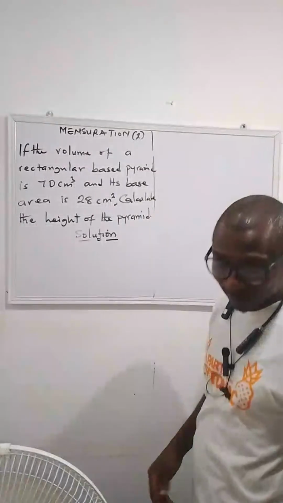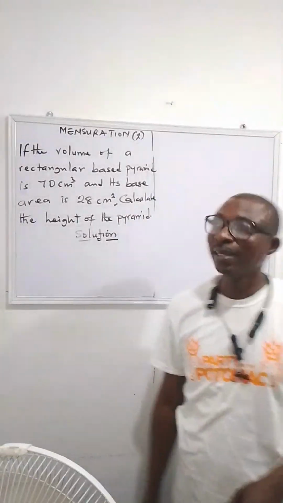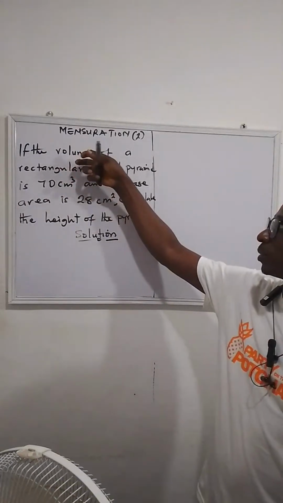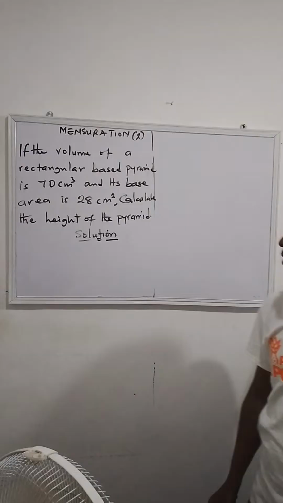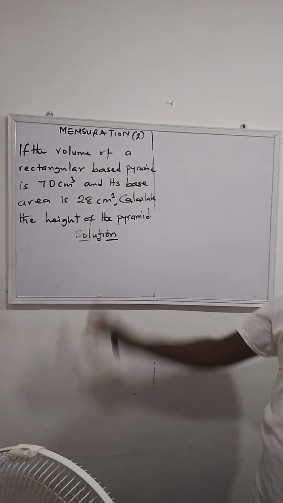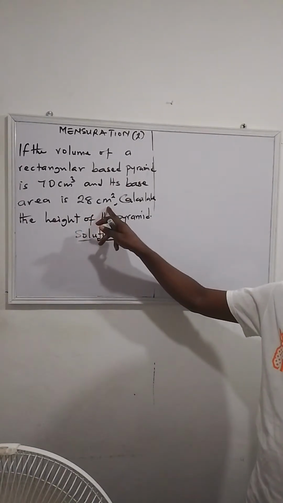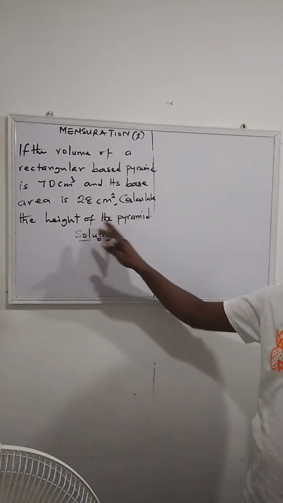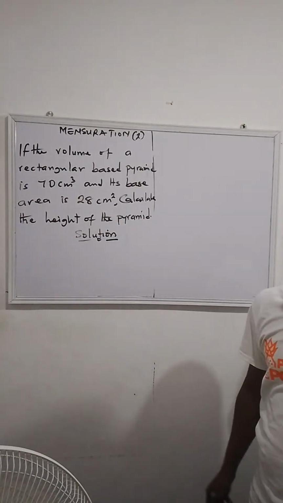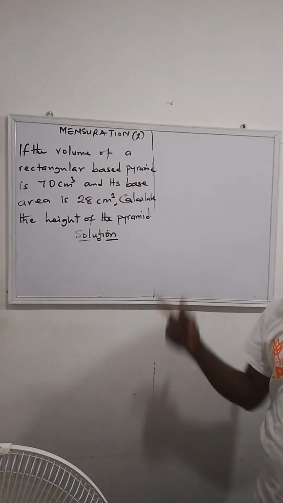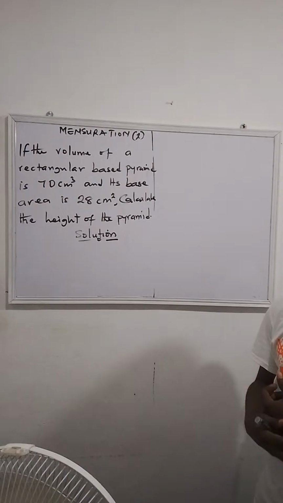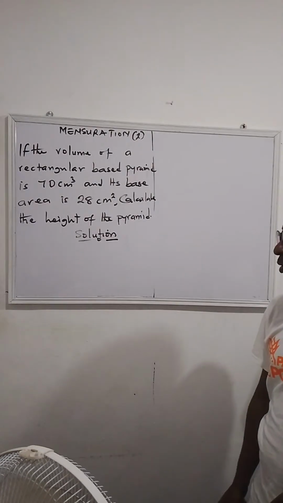Okay, all right. Great student. Let's see how we solve this problem. If the volume of a rectangular base pyramid is 70 centimeters square and its base area is 28 centimeters square, you have to calculate the height of the pyramid. Can I give you a minute to attend to this question? You have the formula with you. Can you try that? Let me see what you are going to do.